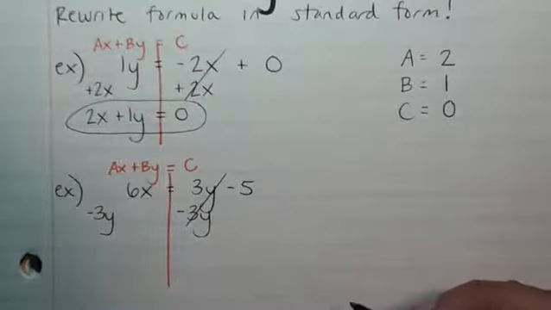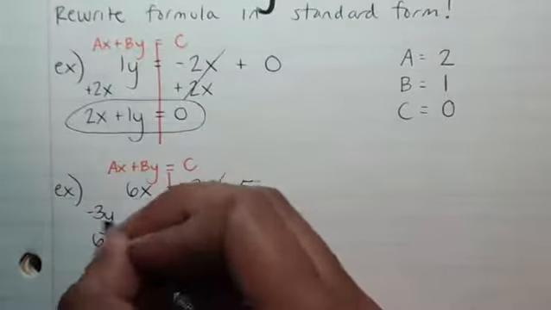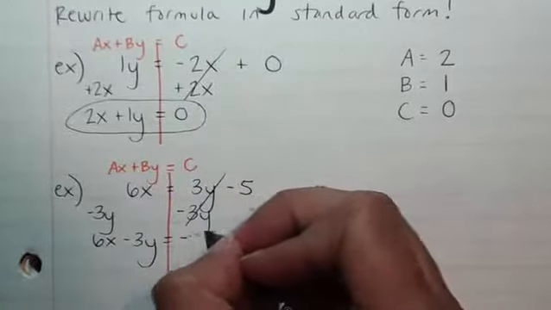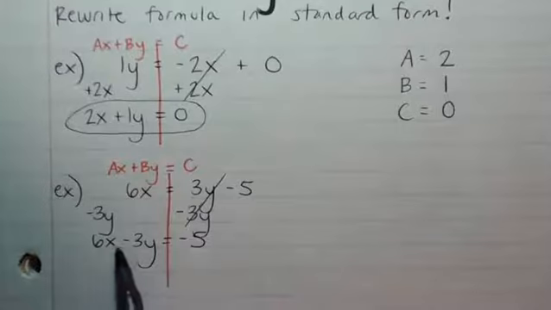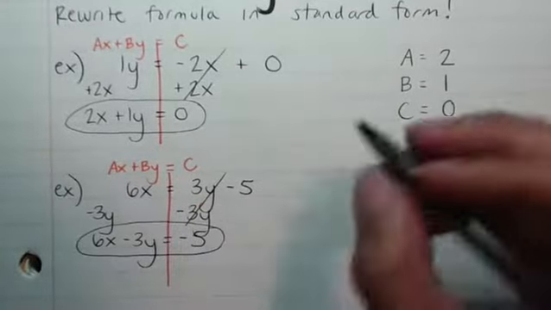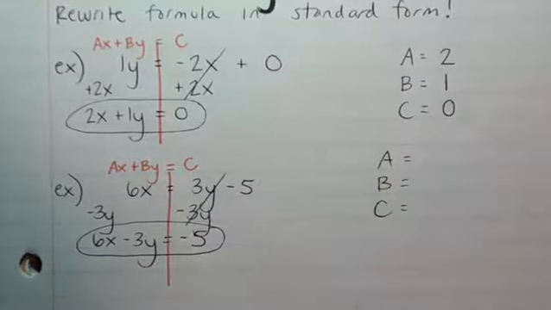So when I rewrite this, again I want it in standard form, so I'm going to put the 6x first. 6x minus 3y equals negative 5. X plus by is equal to c. It's in standard form. I'm done. Go ahead and tell me what the a, b, and the c represent.